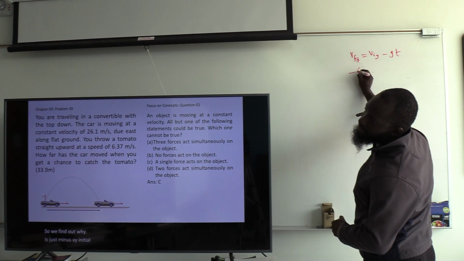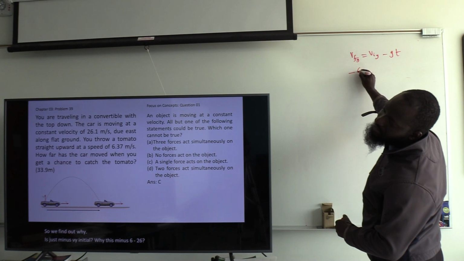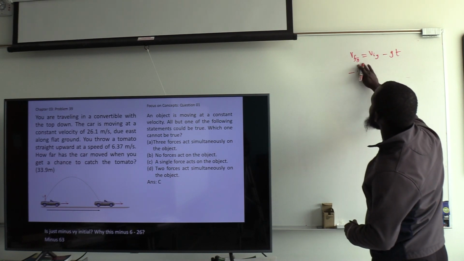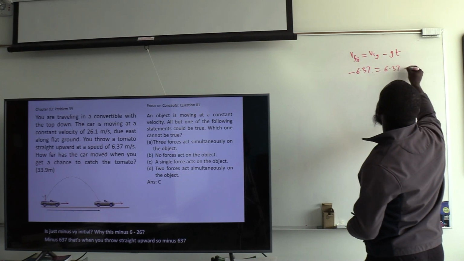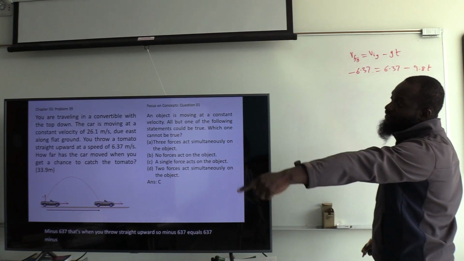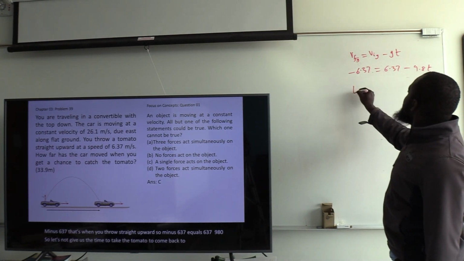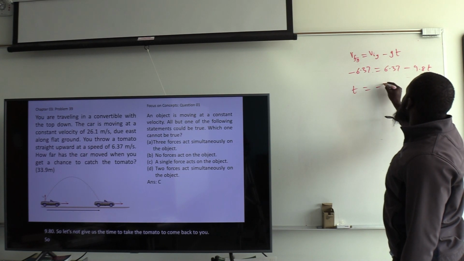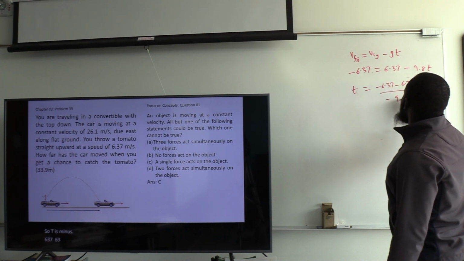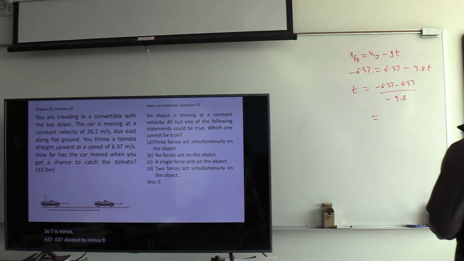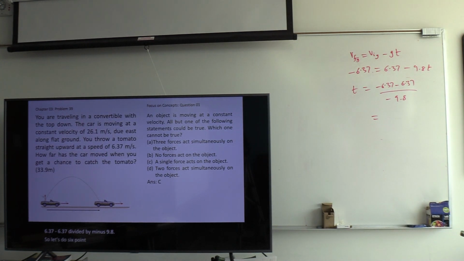So minus 6.37. That's the one you throw straight upward. So minus 6.37 equals 6.37 minus 9.8t. So that's going to give us the time it will take the tomato to come back to you. So t is minus 6.37 minus 6.37 divided by minus 9.8. Okay? So let's do 6.37 times 2 divided by 9.8.